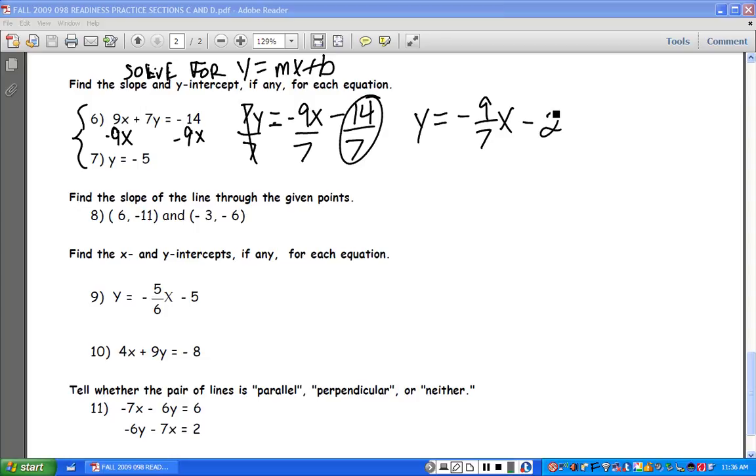Okay, so now we have our form, and they ask for our slope. So our slope is our m. So this would be our slope.